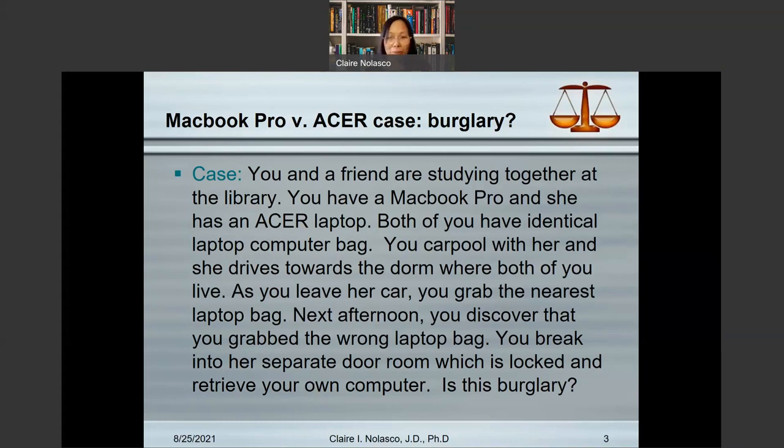If you didn't know burglary, you wouldn't know whether or not you committed a crime in this case. So let's break this case down. First, you broke into her separate dorm room, and the dorm room is locked. So is there breaking and entering? Yes, right? But what do you do inside? Have you committed theft? No, right? Because you're trying to retrieve your own computer. It's yours, it's not hers. You just wanted to correct the mistake by swapping it. Now, this probably would not be burglary under common law.